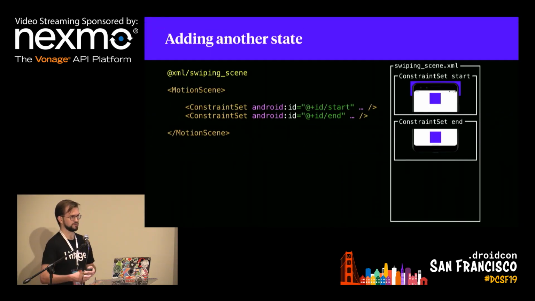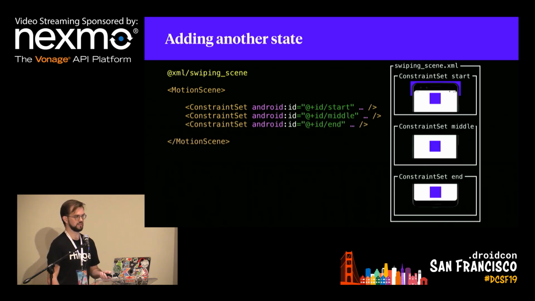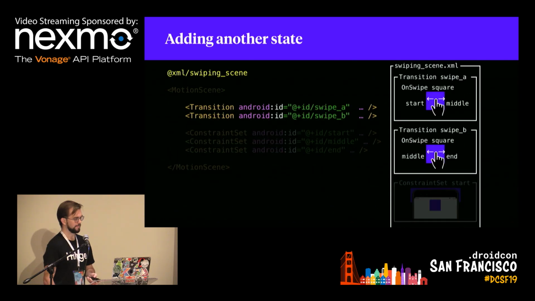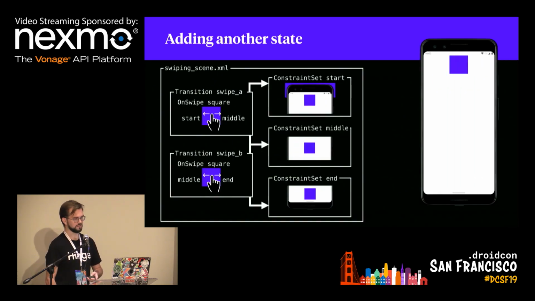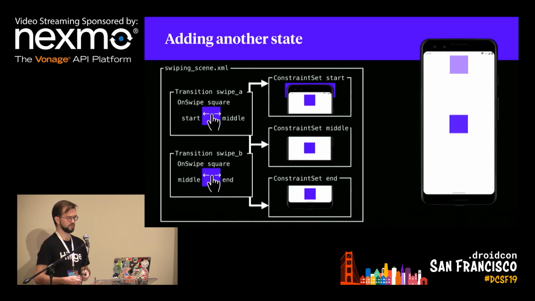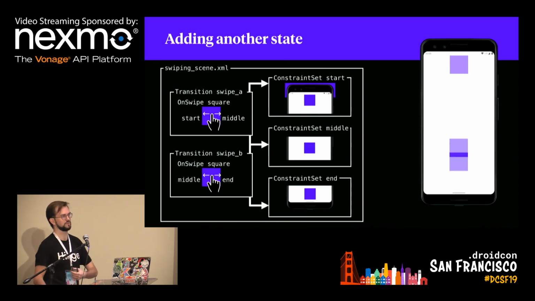So, adding another state. So far, we've only had 2 states in our motion scenes, and I want to make a middle state. So it's just going to constrain it to the middle of the screen. In order to make this effective and use it, I'm actually going to make 2 transitions, one to unswipe between start and middle, and another to unswipe between middle and end. And this gives you this really powerful new effect where you can stop in the middle just by letting it autocomplete, or you can gesture straight through.